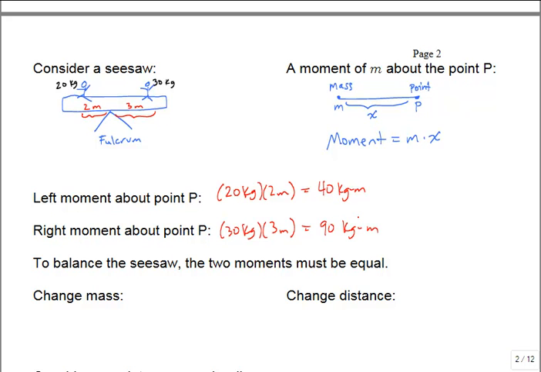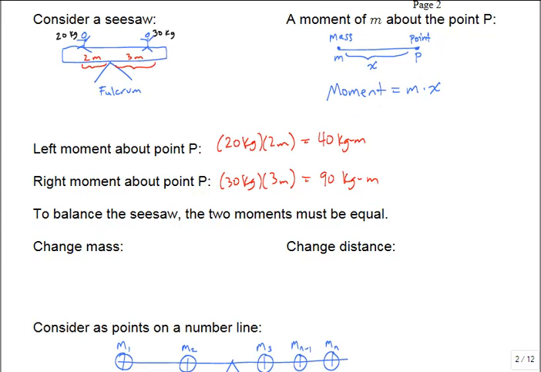Now, in order to balance the seesaw, these two moments must be equal. And obviously, because we have a heavier child on the right that's further away, this seesaw wants to tip towards the right because it has a larger right moment. So how could I balance this seesaw and make these two moments equal?